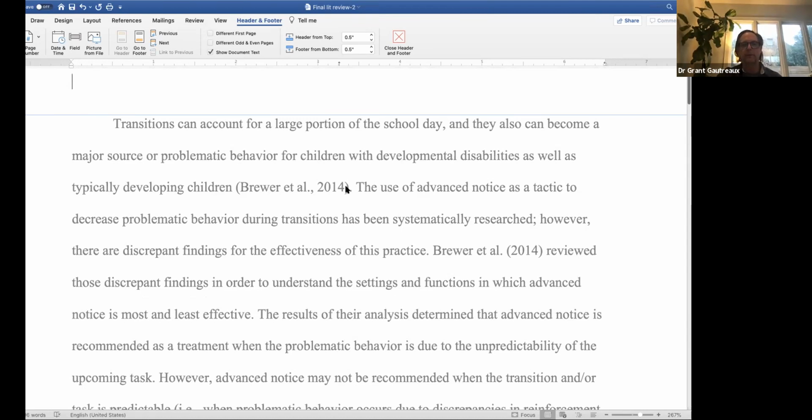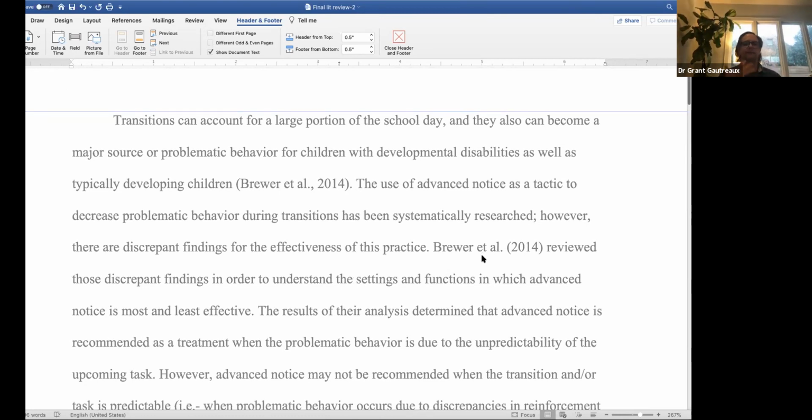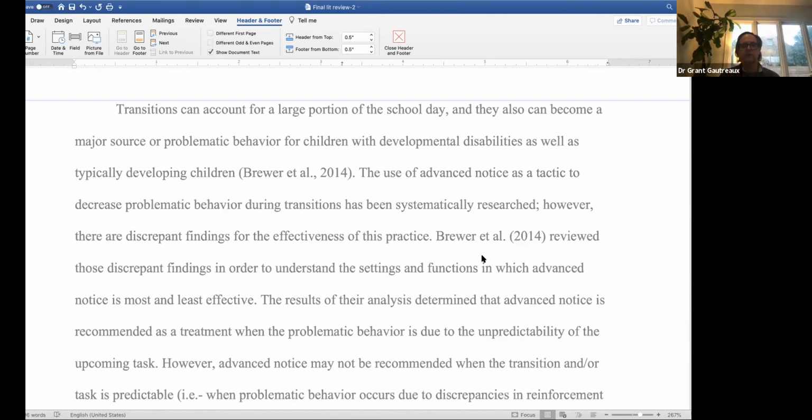You would want this to be unpacked a little bit more. What type of problems? How many transitions does someone have to make in school? Is that really a thing? You've got to be convincing with that. I also see another problem. The researcher has Brewer here and Brewer here, so we don't have enough support from other researchers.